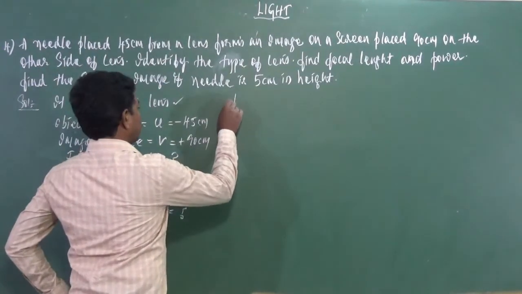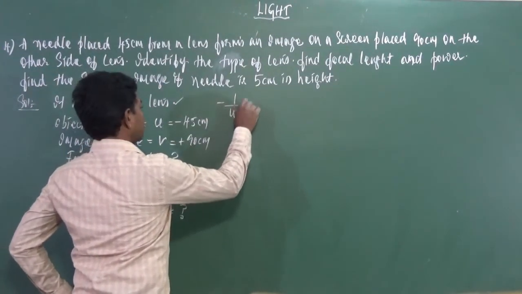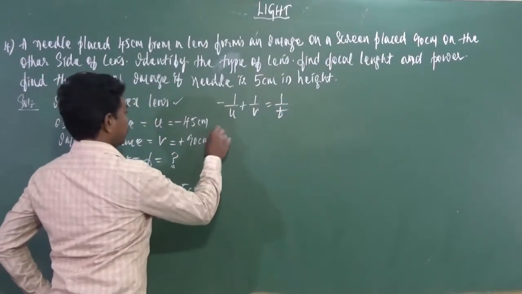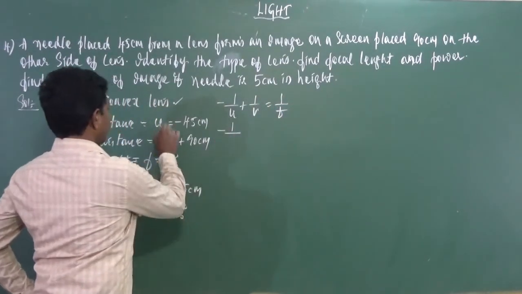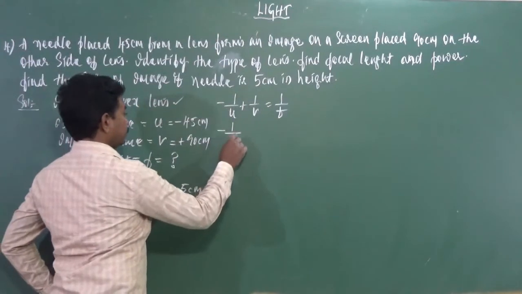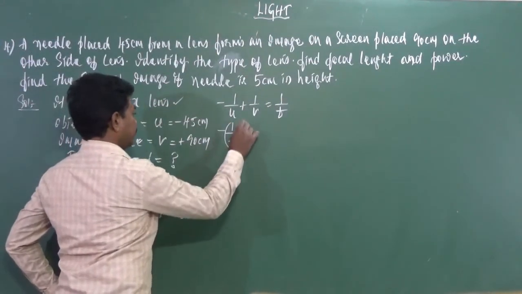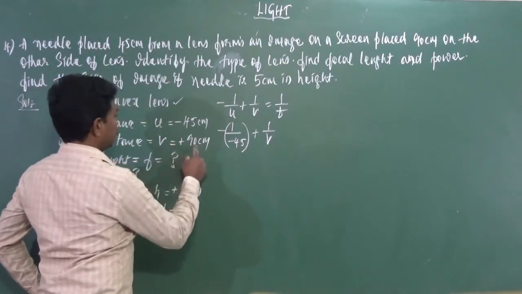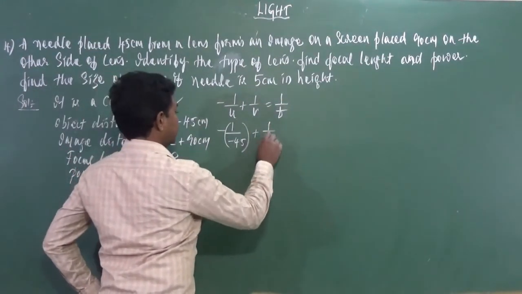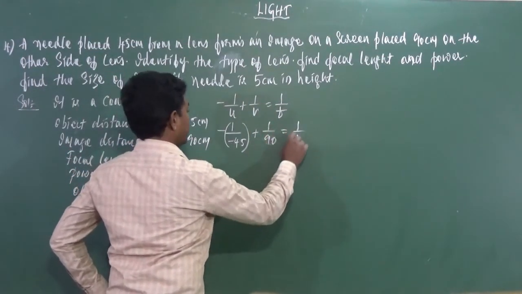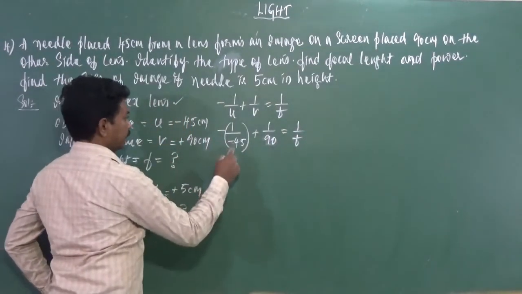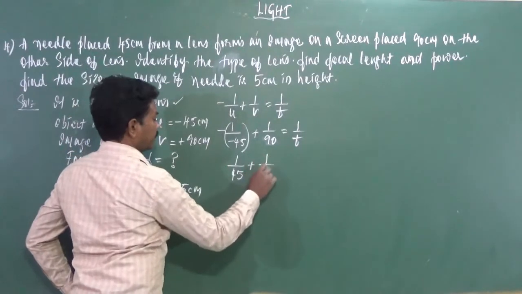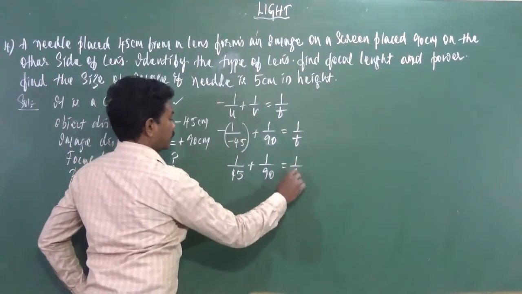Minus 1 by U plus 1 by V is equal to 1 by F. Very simple. Minus 1 by U is minus 45. So minus 45, please keep it inside brackets, plus 1 by V. V is 90 centimeters, so 1 by 90 is equal to 1 by F. Minus into minus is plus. So 1 by 45 plus 1 by 90 is equal to 1 by F.